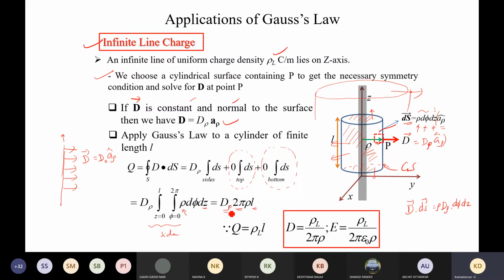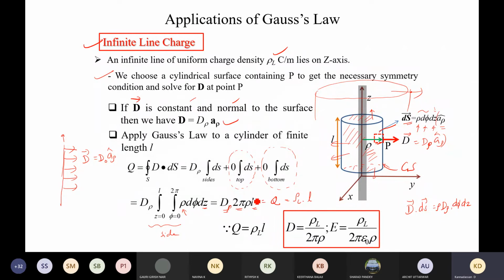Here we can mention it as d rho itself for continuity. So d rho is available. This is the total, and that is going to be the total charge enclosed. This total charge enclosed over the surface is nothing but rho L, which is uniform in all directions and with respect to length L.